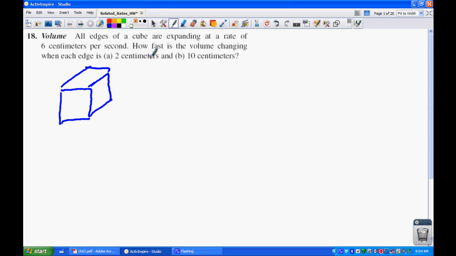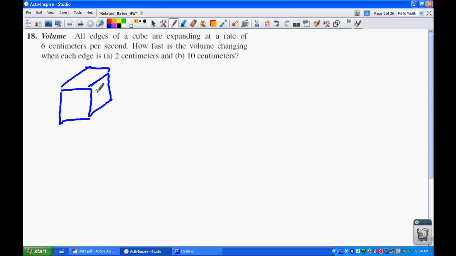All right. Now it's asking how fast is the volume changing when each side or edge is 2 centimeters and 10 centimeters. So we're looking at two different answers here. And how fast is the volume changing? So that's a rate. That's a rate of change. And remember, in calculus, a rate of change is a derivative. All right. So what are they asking you to find?